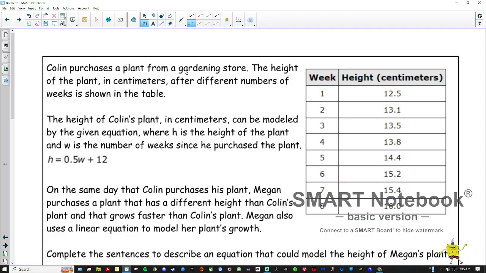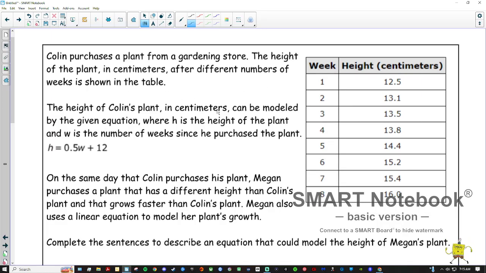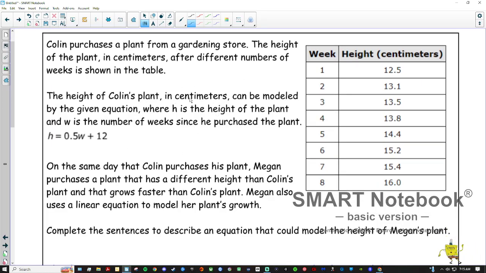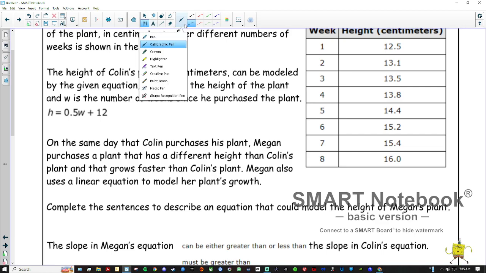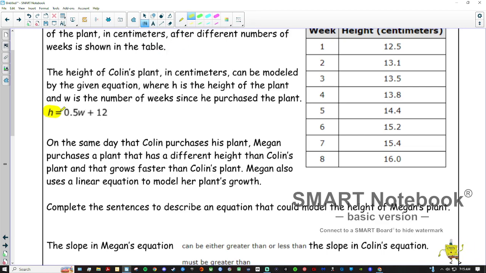Okay, Colin first purchased a plant from a gardening store. The height of the plant in centimeters after different numbers of weeks is shown in the table. The height of the plant can be modeled by the given equation. H is height and W is the number of weeks. So the most important thing for us to look at here is our equation right here. And you can see that this equation is in the form y equals mx plus b.